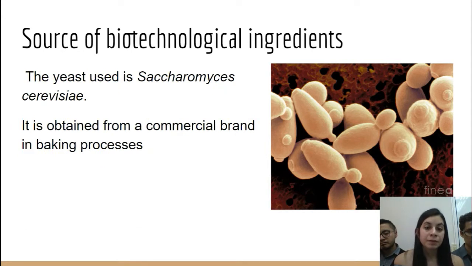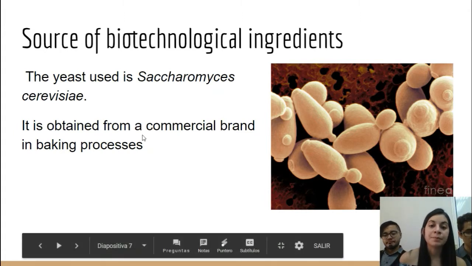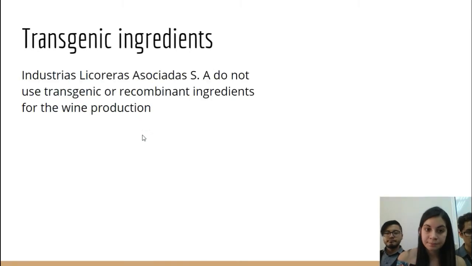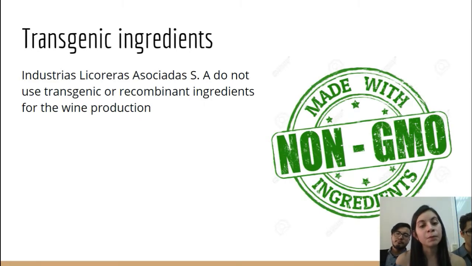Okay, the biotechnological yeast source is called Saccharomyces cerevisiae. This yeast is also used in bread production, so it is obtained from a commercial brand used in baking processes. Then we asked the business if they use transgenic ingredients, but they don't, because in Ecuador it is not allowed to use transgenic or recombinant ingredients, in this case for the production of the wine.